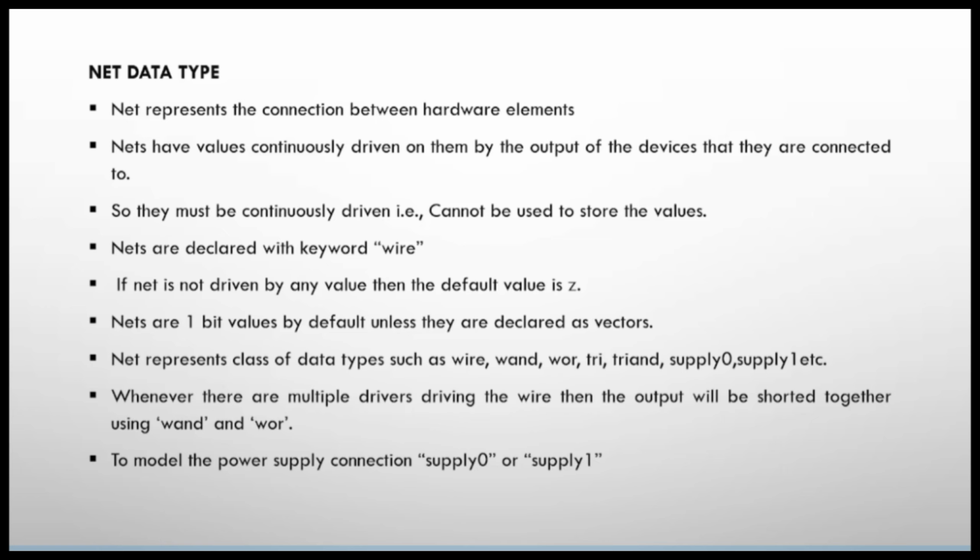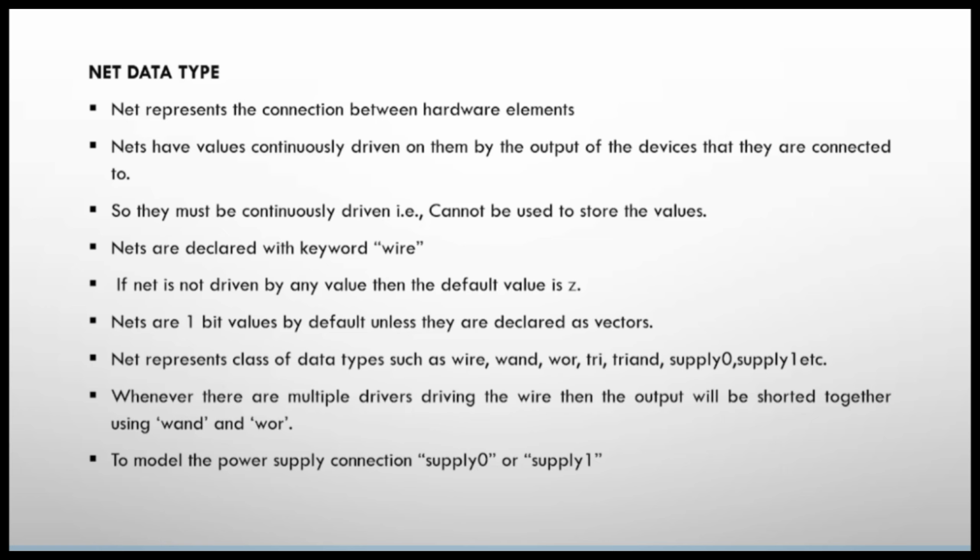The net data type is nothing but, as I already told you, when you are designing a circuit and you want to connect one component to another component physically, you connect it with the help of a wire. Similarly, when you want to connect one element to another element, or one module to another module, in code you will also be using a wire, by using the wire keyword instead of physically creating a wire.